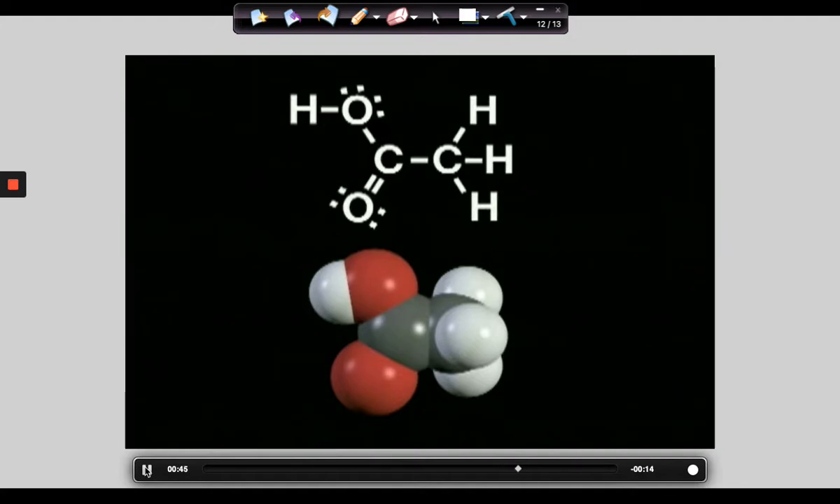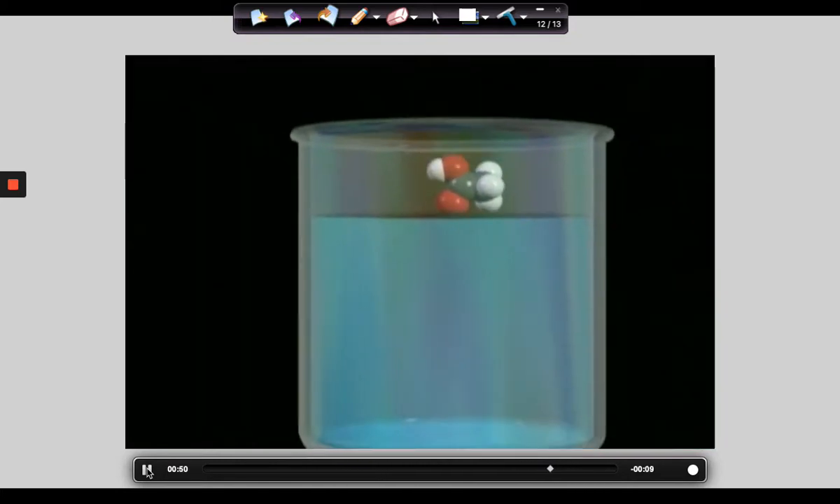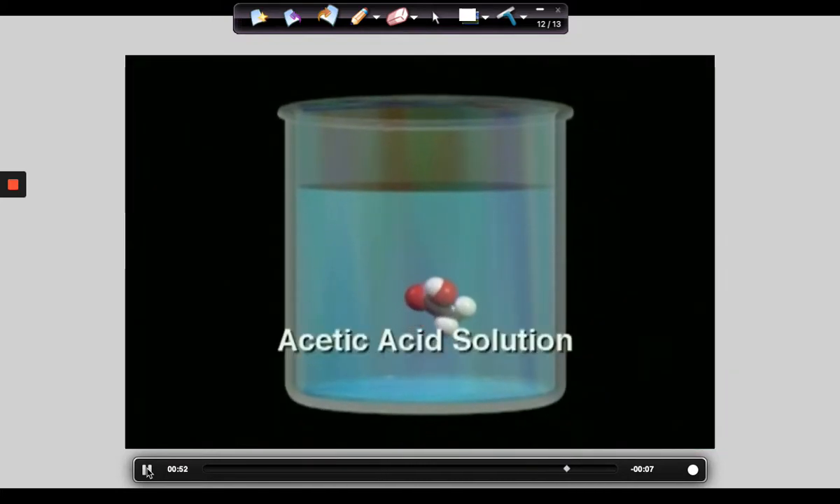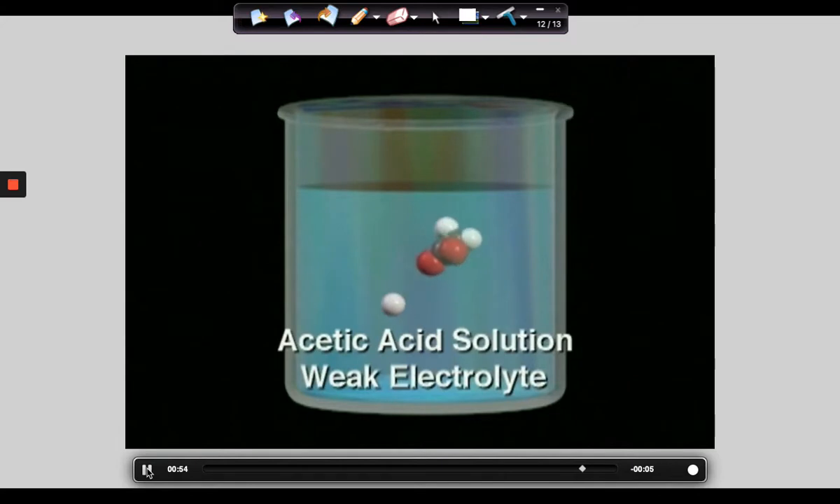Acetic acid is the major ingredient of vinegar. When acetic acid is added to water, it is not completely ionized. It is therefore termed a weak electrolyte.